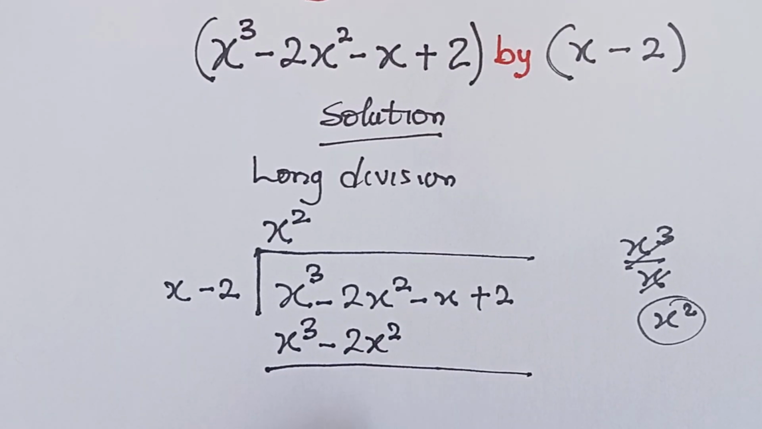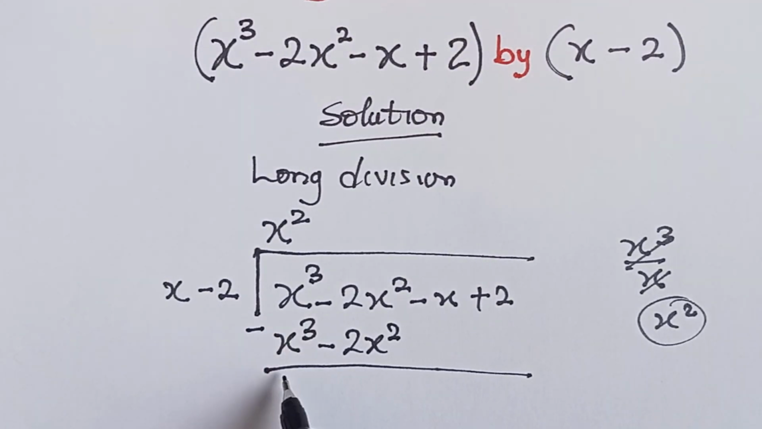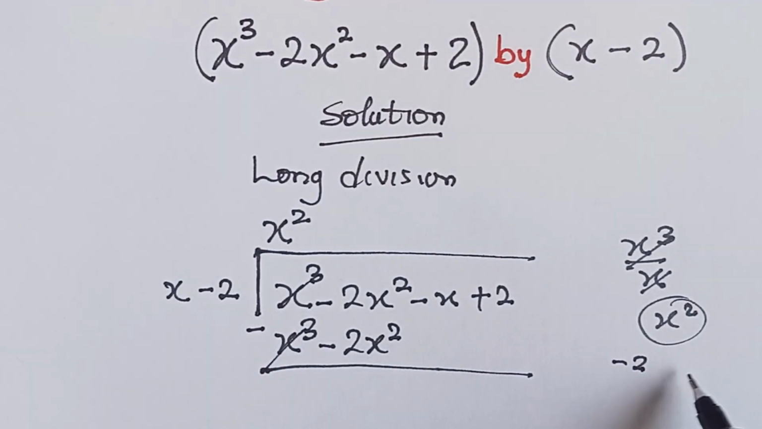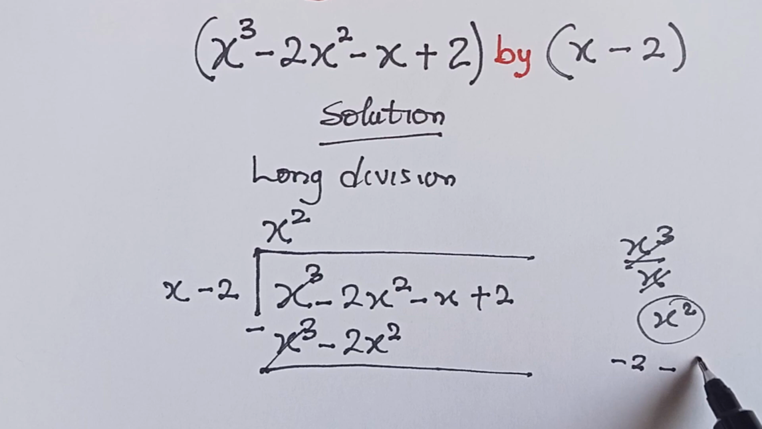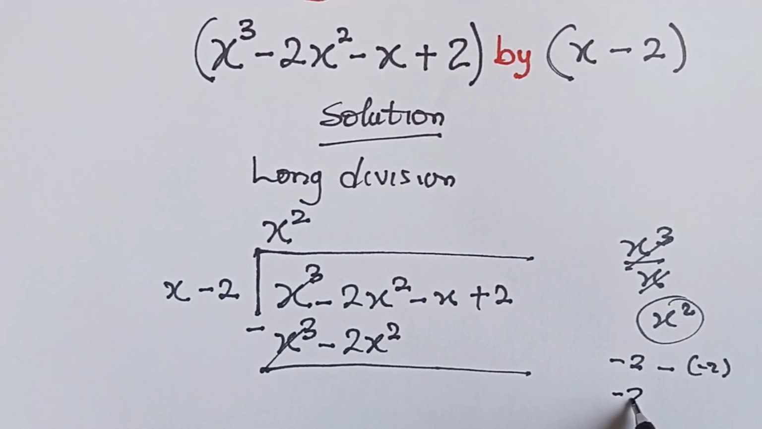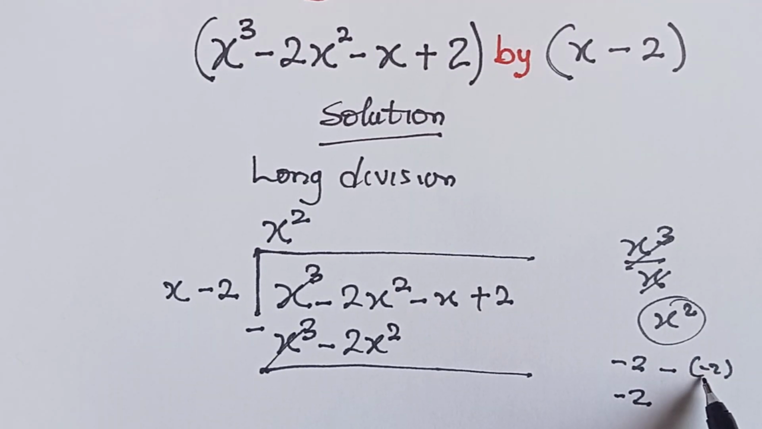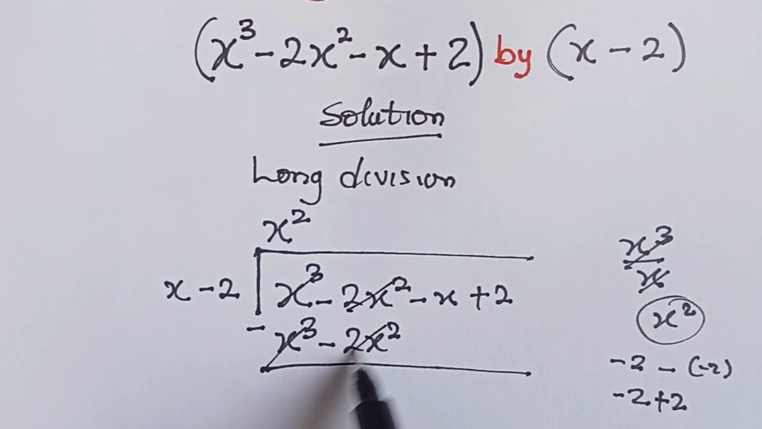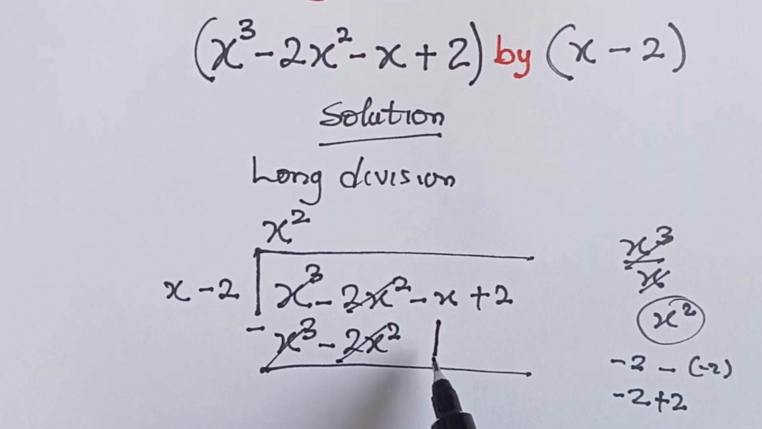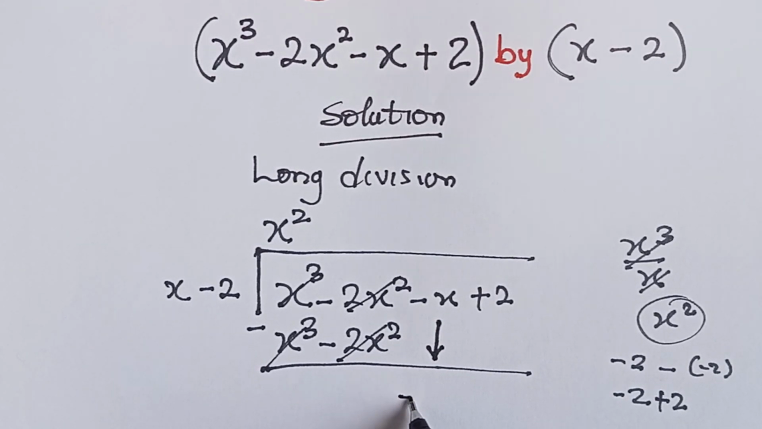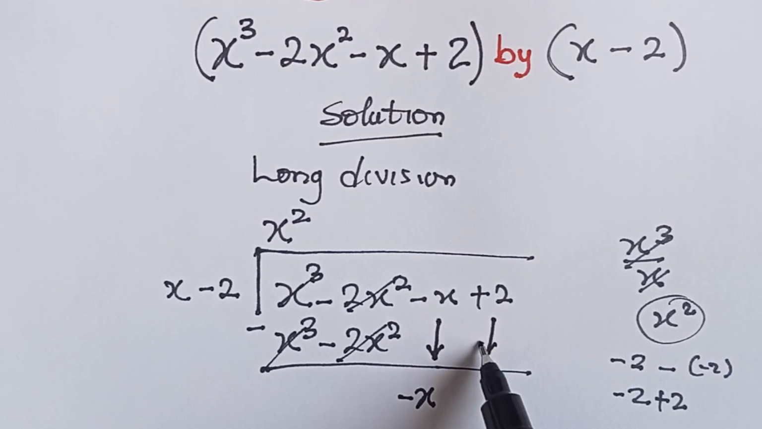So the next thing we are doing is to subtract. We're going to subtract this from this, also this from this. So we have x^3 - x^3, that will give us 0. And then also we have -2x^2 - (-2x^2), so minus 2. You know that if you multiply this minus with this minus, it gives us plus 2. And that will also give us 0. So it means these 2 will give us 0. And then we bring down this -x and then the +2.